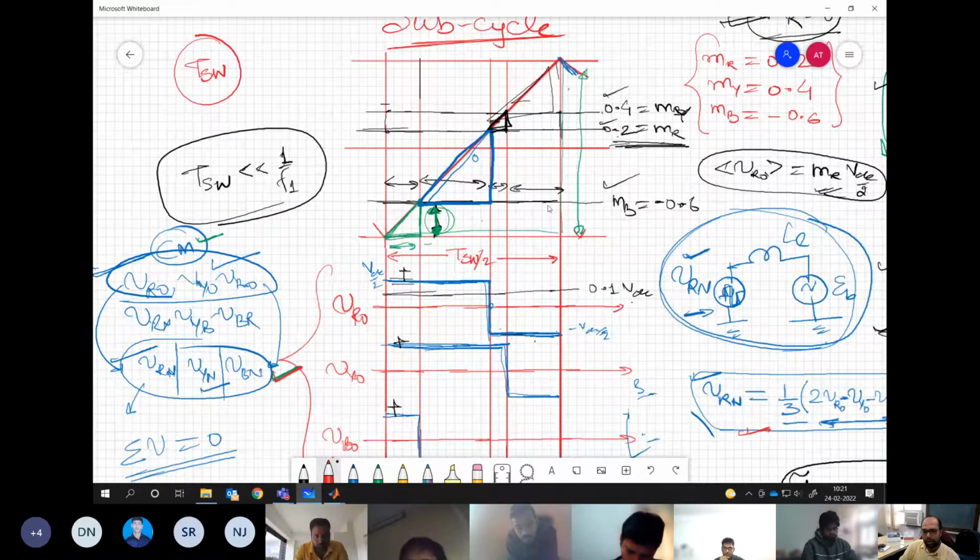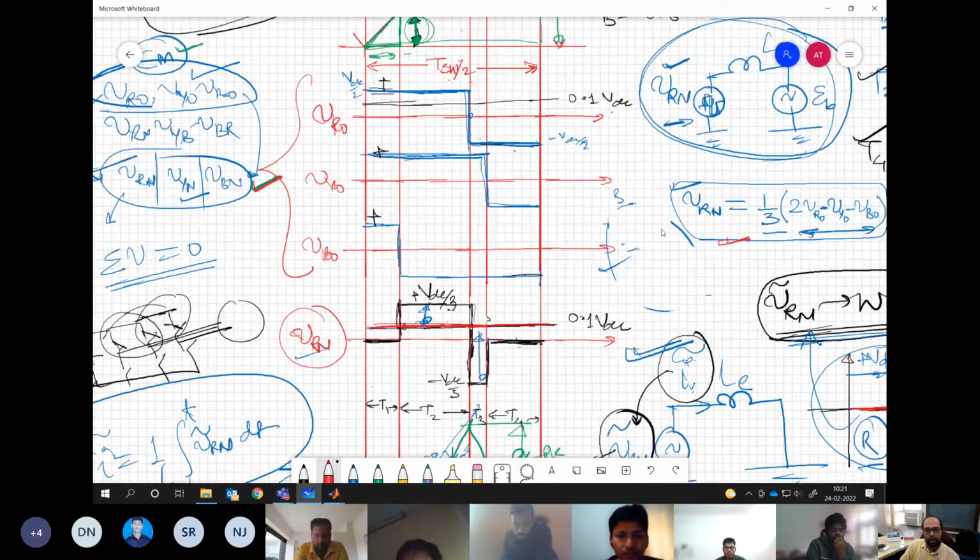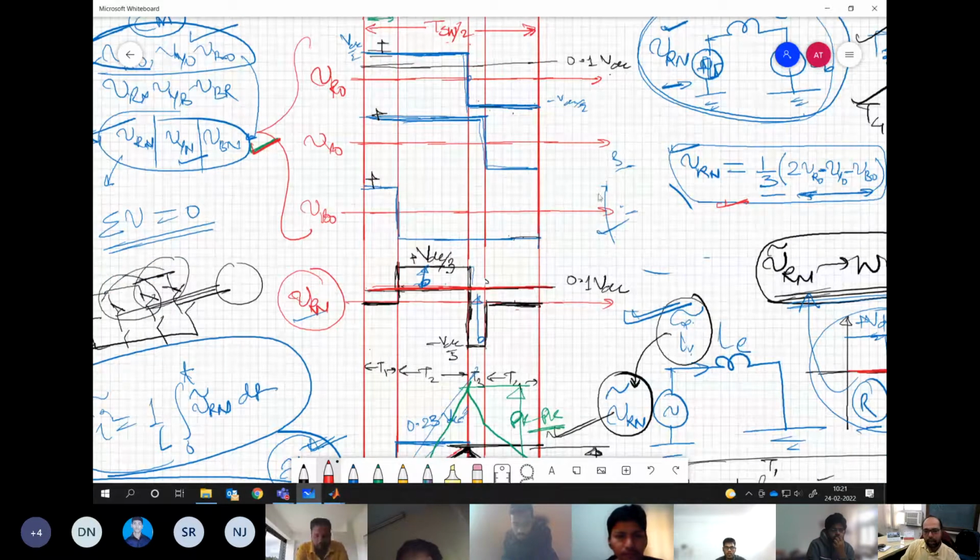So the assumption we have made is that the frequency of this triangular carrier is much higher compared to the fundamental frequency. So within one switching sub-cycle, Tsw by 2, the change in the modulating signal is not much. It's almost a constant value during this, marginal change or almost no change. This is the basis of our computation. And now what we have done, we have got the pole voltages, and from here we have computed our VRN.